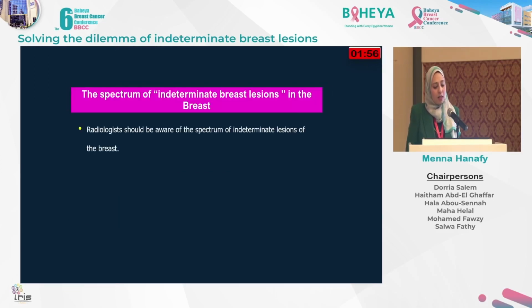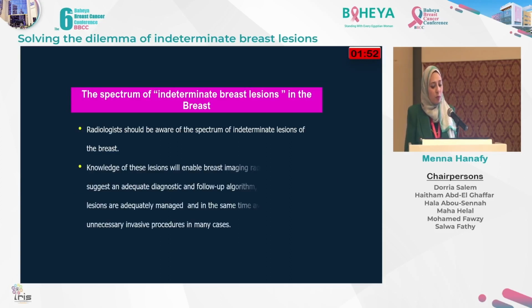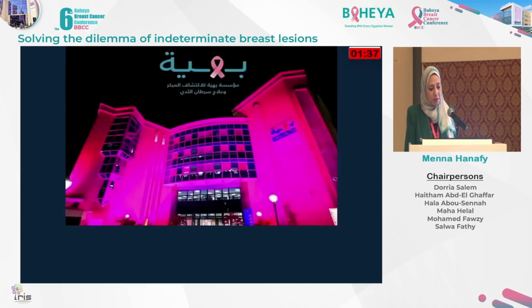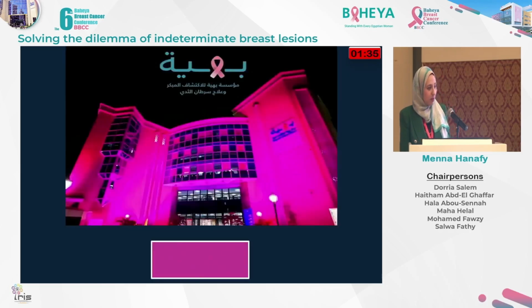And finally, radiologists should be aware of the spectrum of indeterminate lesions of the breast. Knowledge of these lesions will enable breast imaging radiologists to suggest an adequate diagnostic and follow-up algorithm so that these lesions are adequately managed and at the same time avoiding unnecessary invasive procedures in many cases. Thank you.